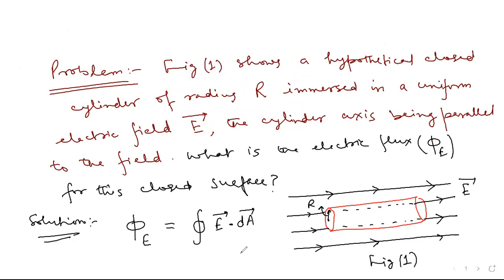Now what we do, we split the area of the whole closed surface into three portions. We name the area of the left end cap, label it by small a. Area of the curved walls we label with B, and area of the right end cap we label with small c, right?